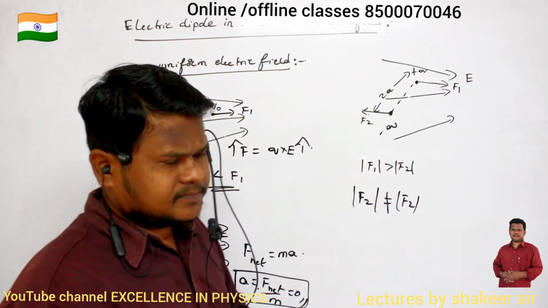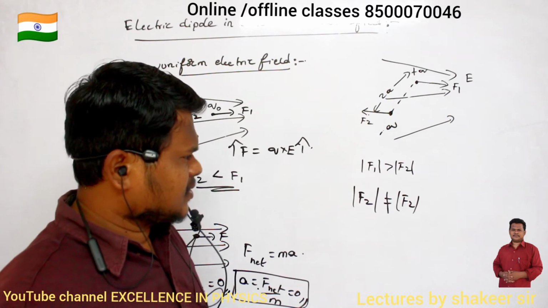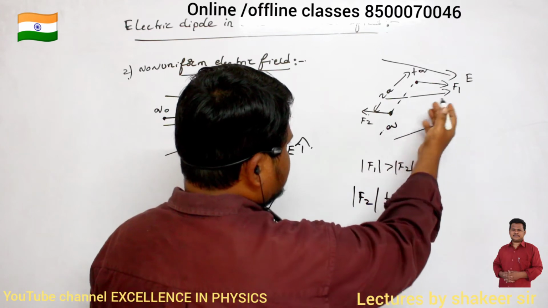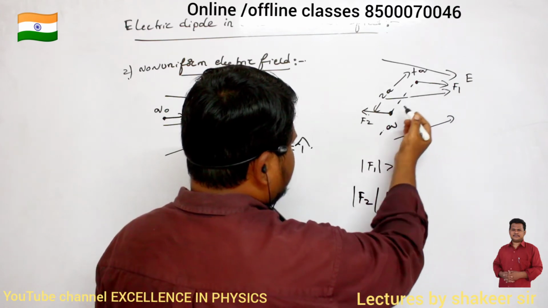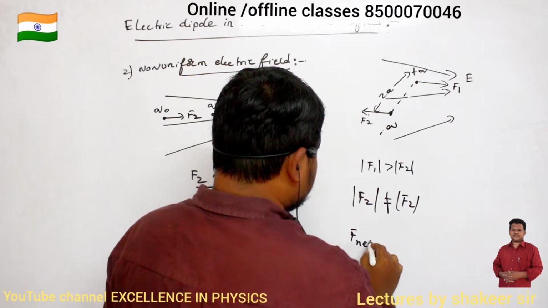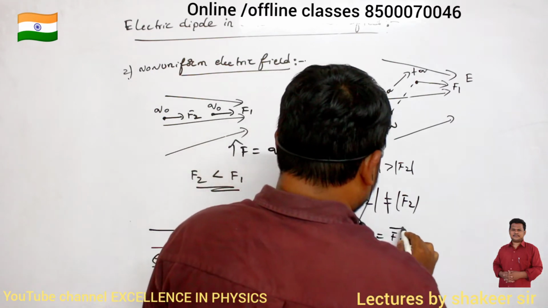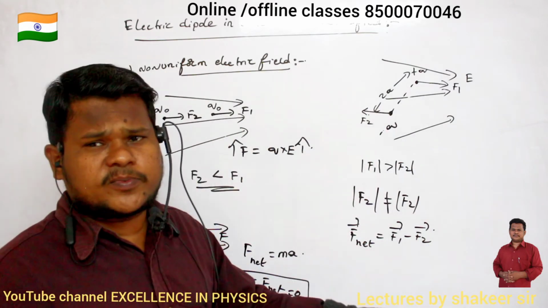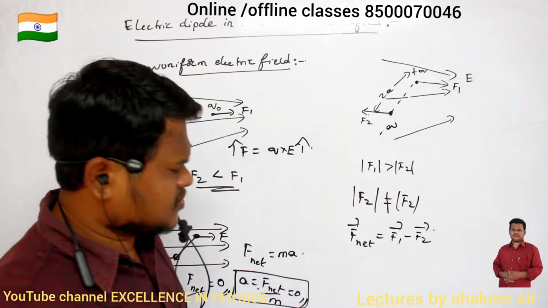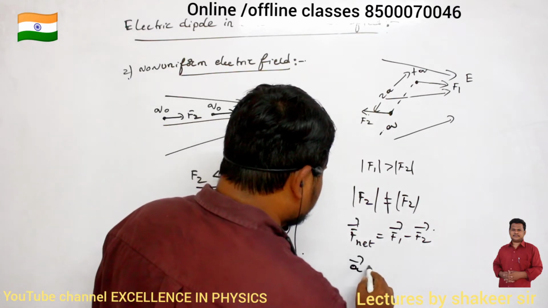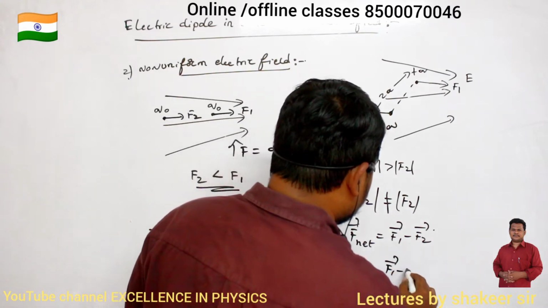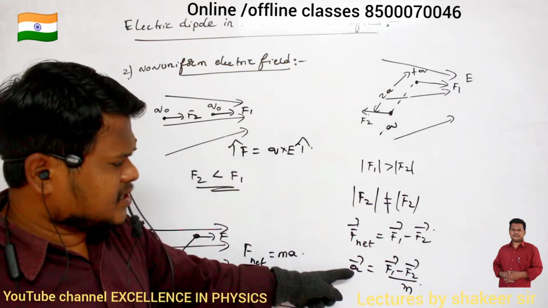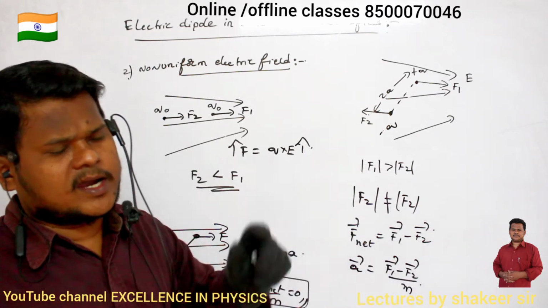But here what is happening? There is some net force, no? Here what is the net force? I can definitely calculate it: it is F2 dash minus F1 dash. So F net is F1 dash minus F2 dash. This is the net force. Always net force produces acceleration. So a equals F1 dash minus F2 dash divided by M. Clear? So in this condition, definitely there is some acceleration.